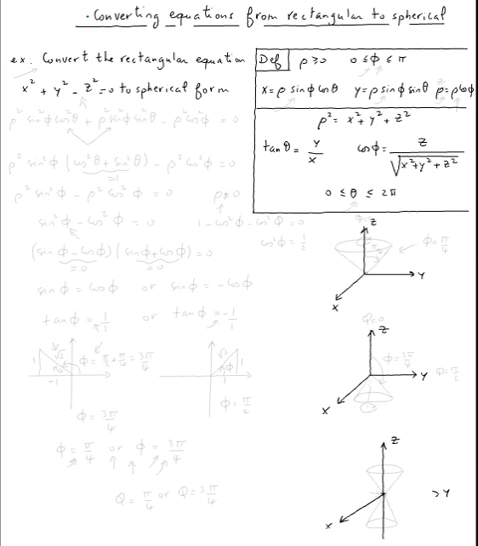The topic is converting equations from rectangular to spherical. So let's do this example. Convert the rectangular equation x squared plus y squared minus z squared equals 0 to spherical form. There are different ways of doing this, so let me show you just a couple of methods, or maybe even 3 different methods.